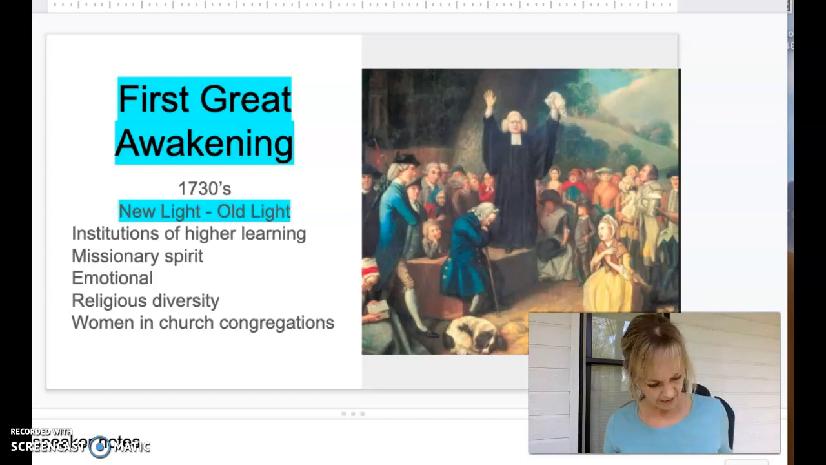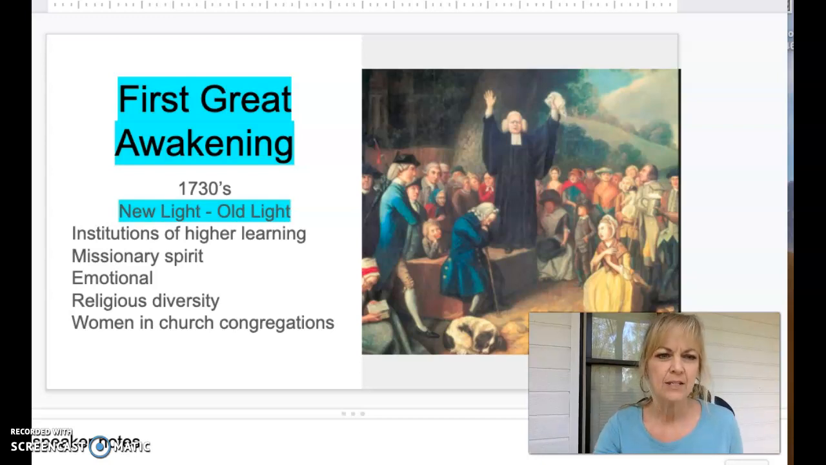Let me make sure I didn't leave anything out here. Oh, the New Light ministers had that more emotional approach to preaching than the Old Light ministers.